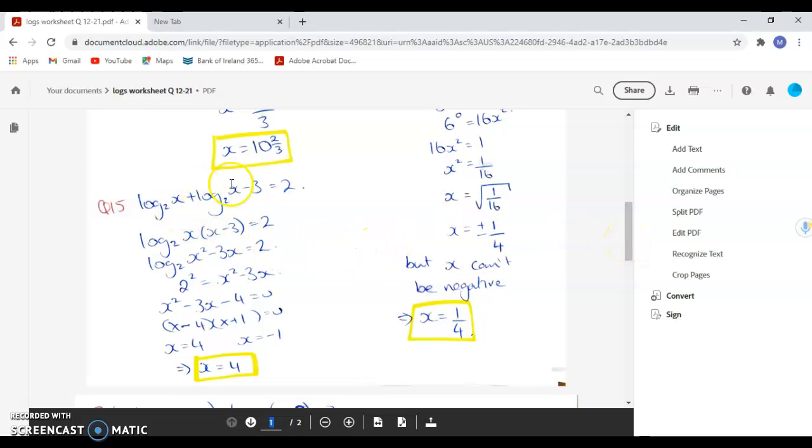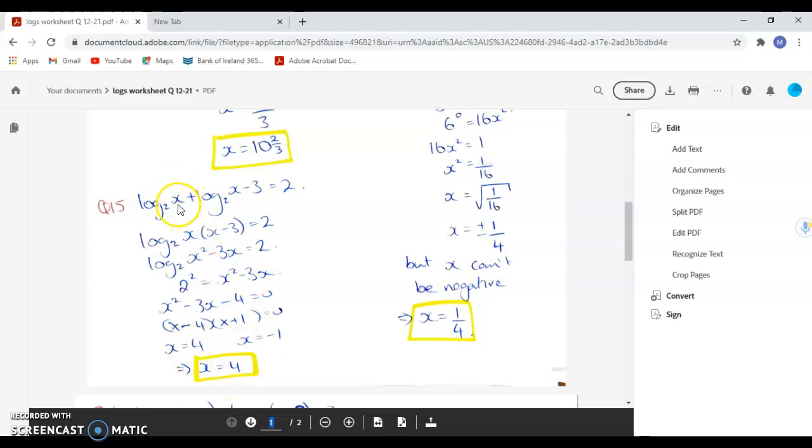Again, addition is related to multiplication. So you multiply the two of those. x by x minus 3 gives me x squared minus 3x. Then the base stays the base and these two switch. So the base is 2 to the power of 2 gives me this one. And then you just solve as a quadratic. And you have x is equal to 4, x is equal to minus 1.